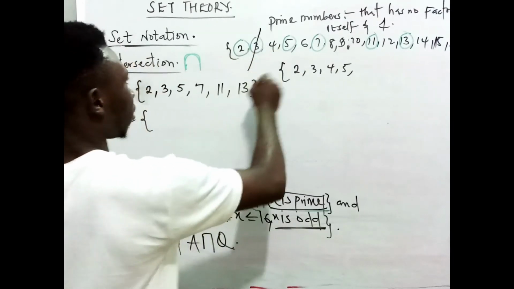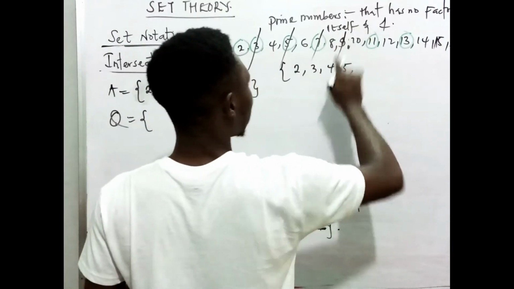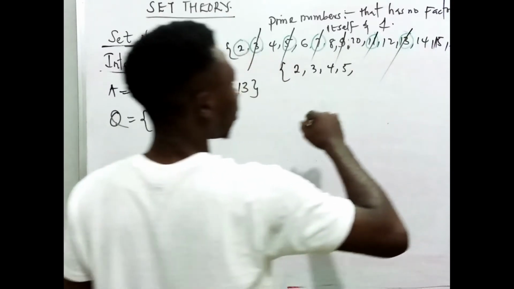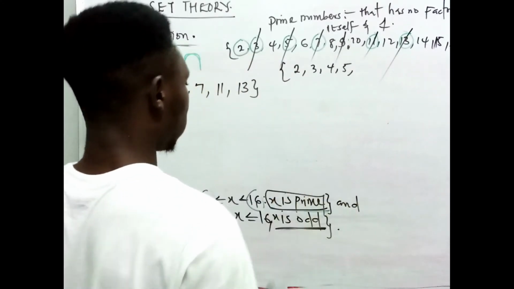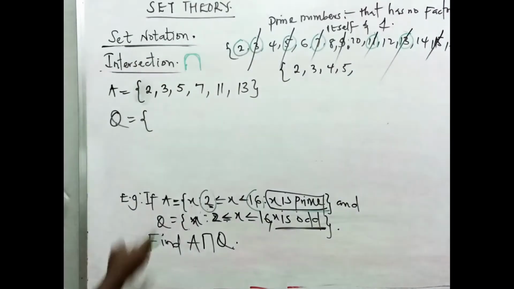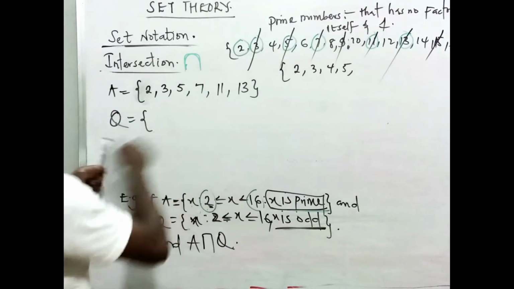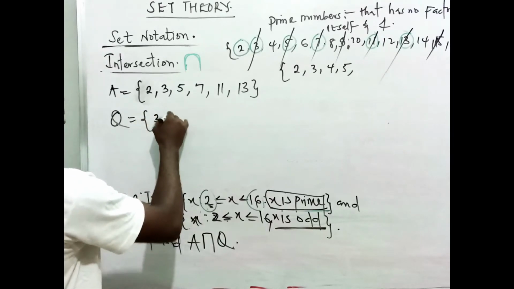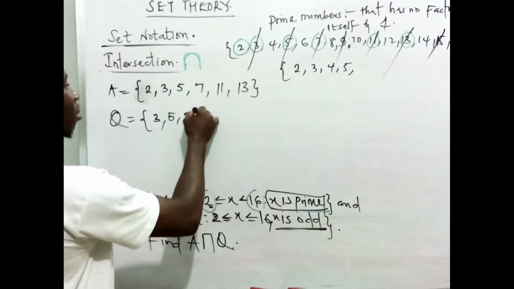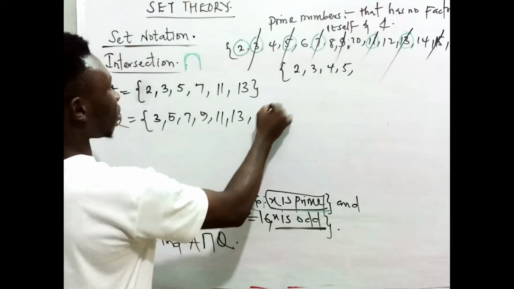We have 3, 5, 7, 9, 11, 13, and we have 15. Now, so these are our odd numbers: 3, 5, 7, 9, 11, 13, and 15.